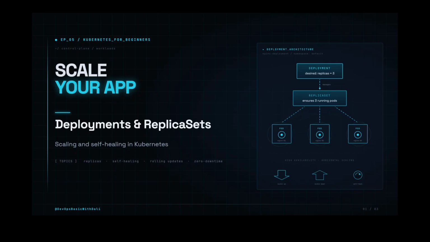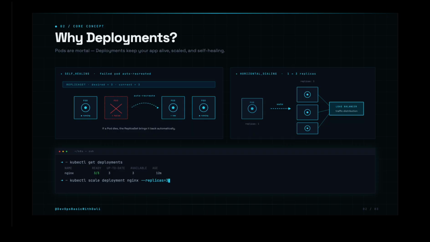Now we can clearly see why deployments are so important in Kubernetes. On the left side, we have self-healing. The replica set constantly checks if the desired number of pods is running. So if one pod crashes or disappears, Kubernetes automatically creates a new one to replace it. This is one of the most powerful Kubernetes features because applications can recover automatically without manual intervention.